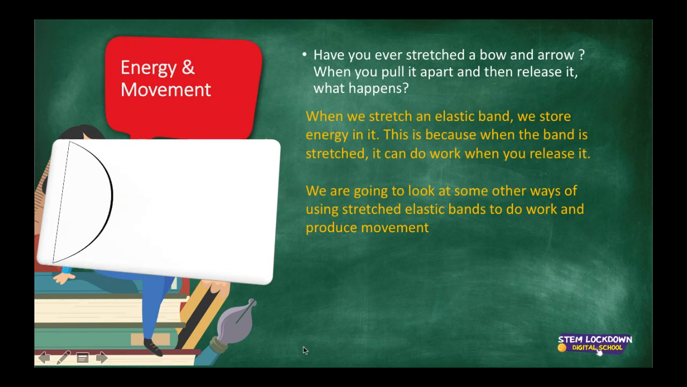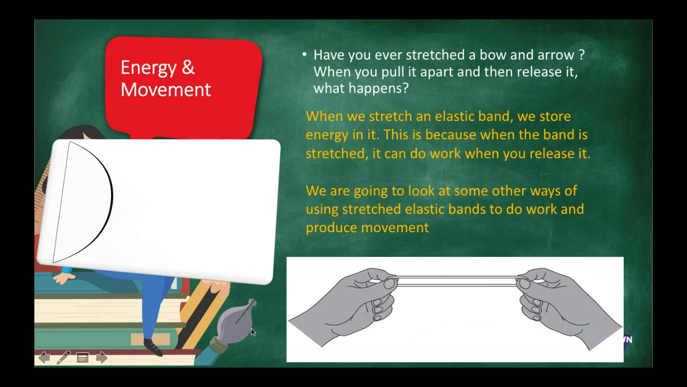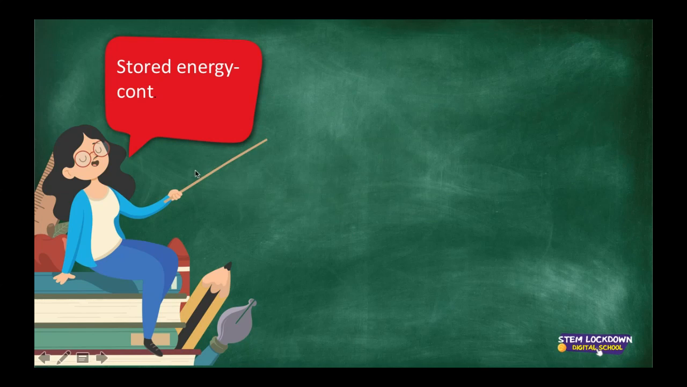Okay. Here's a video, as you can see. You see, someone is putting a bow and arrow, then when you release it, it goes towards your desired direction. As I said earlier on, whenever you pull an elastic band, or whenever you stretch it, it will produce a potential energy, which is called movement. Stored energy as we continue.